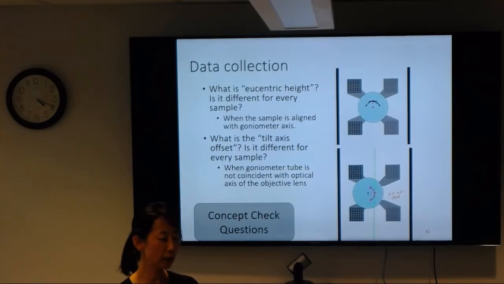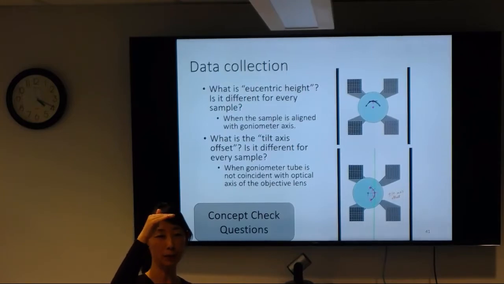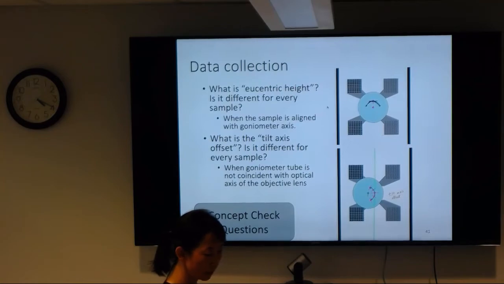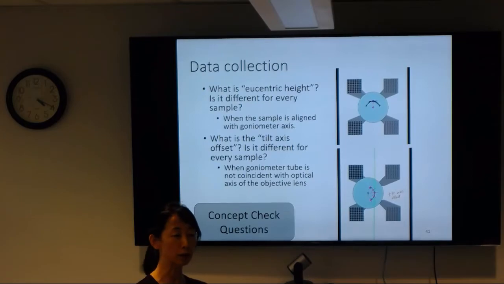Once you understand your centric height, this is very similar to that concept. Your centric height is the position of your EM grid, your sample, relative to the position of the goniometer axis. Your centric height is up and down, and the tilt axis offset is left and right. It's both because the axis of the goniometer is not in perfect alignment with the tube that you inserted it in.